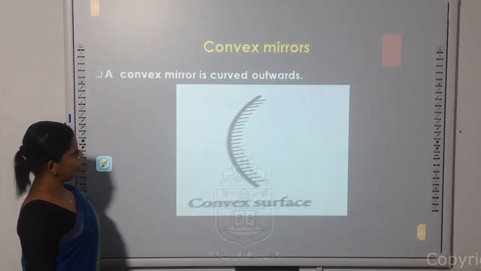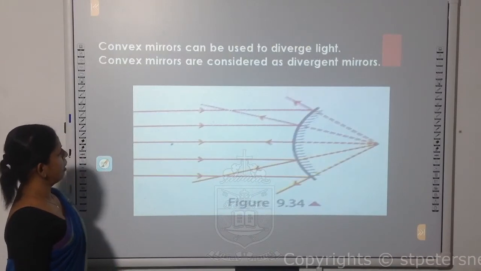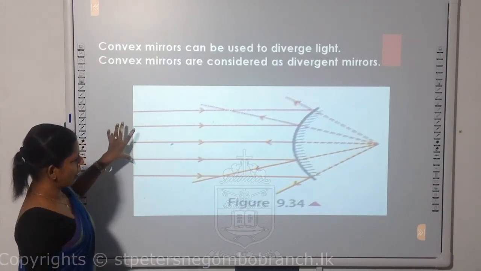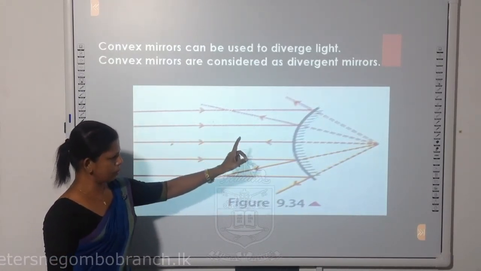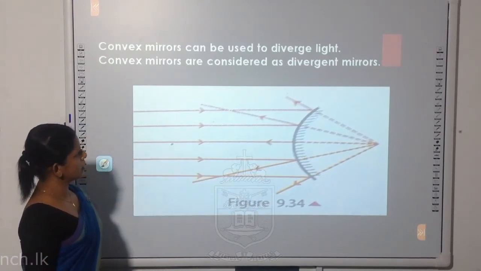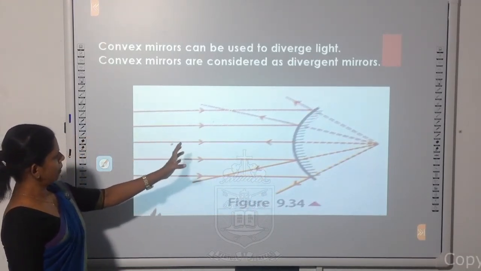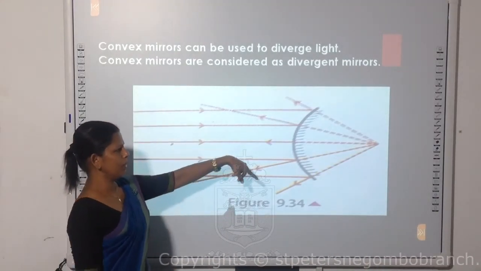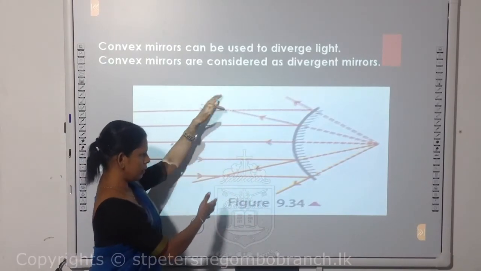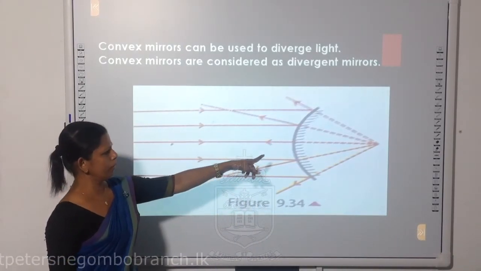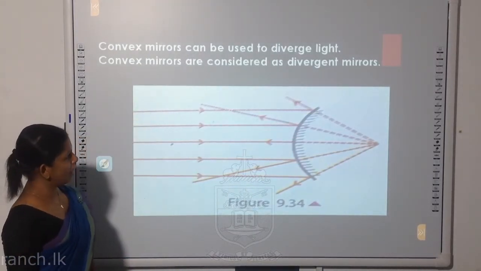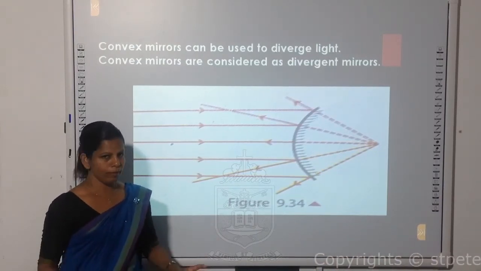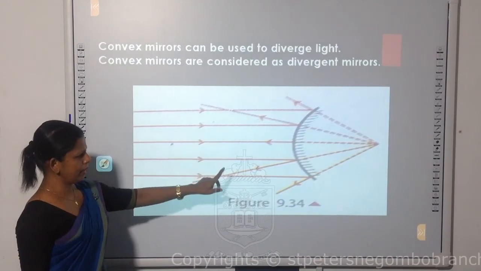So now we are going to talk about, my dear children, what will happen if a parallel light beam comes towards a convex mirror. What will happen? You can see convex mirrors can be used to diverge light. You can see the parallel light being diverged after reflecting off the convex mirror. Then convex mirrors are considered as divergent mirrors. So that is the reason for that. So my dear children, that is a ray diagram of this.